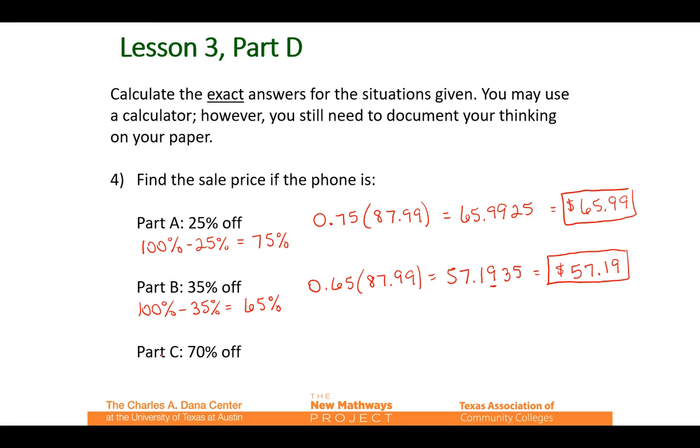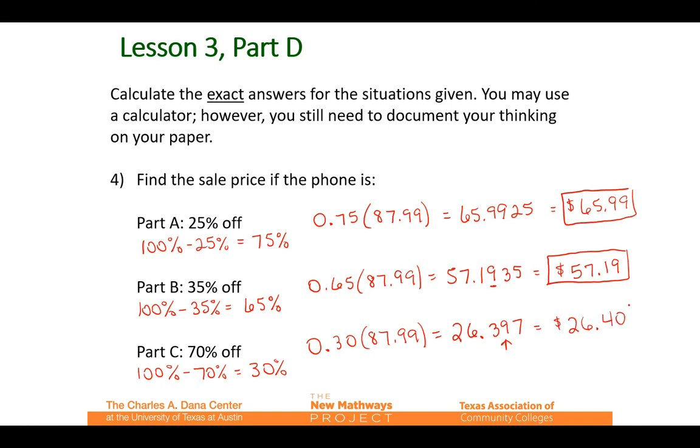If it's 70% off, we are only going to pay 30% of the original price. That's $26.397. This time we need to pay attention because we're rounding here. That 7's going to round up. So our price will be $26.40.